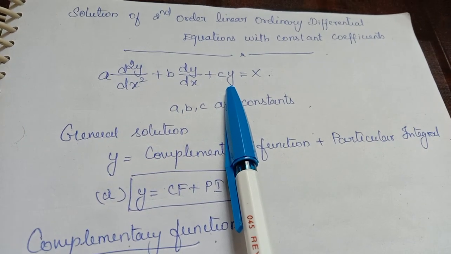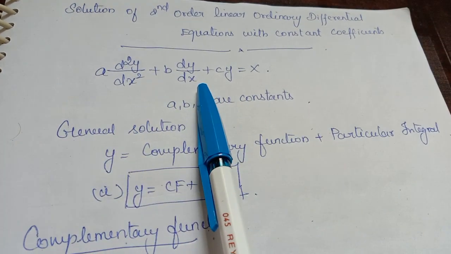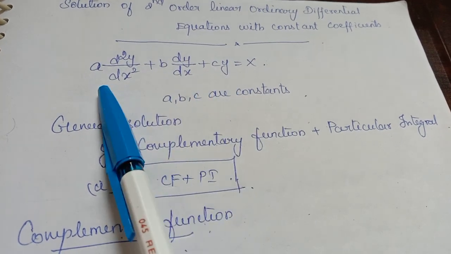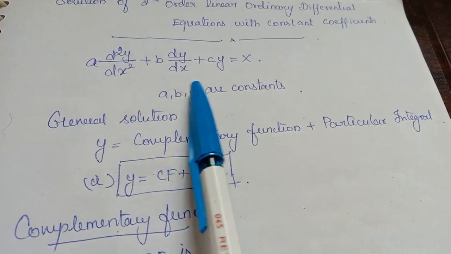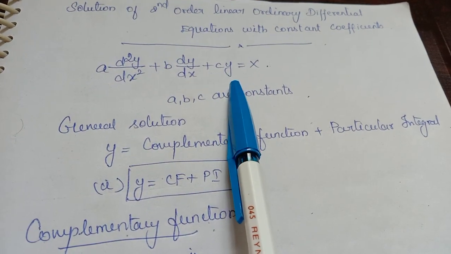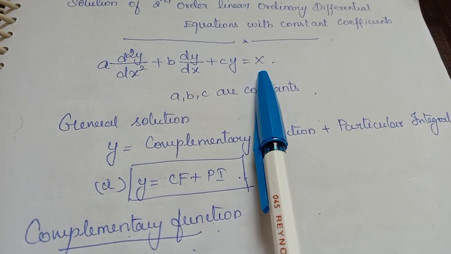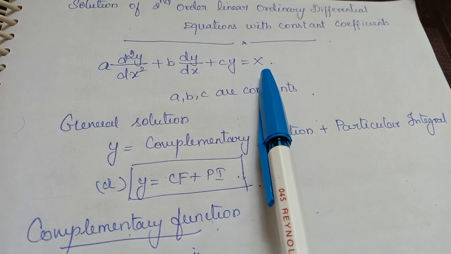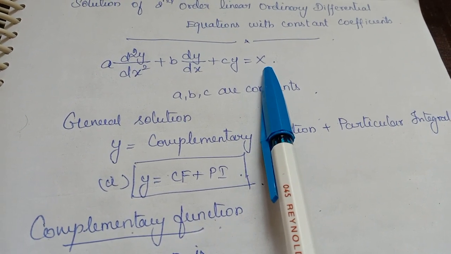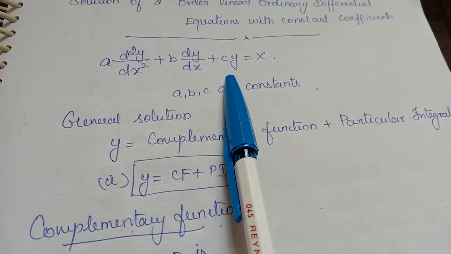Therefore this is a linear equation, and a, b, c are the coefficients of d square y by dx square, dy by dx and y. So these coefficients are constants. For such an equation, I am going to explain how to find the solution. The right hand side, capital X, is a function of x. So no y term should be there. It's purely a function of x. It can be any function of x. So we are going to find the solution for this particular type of equation.